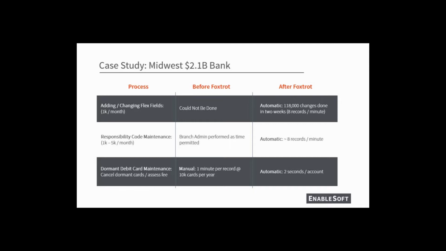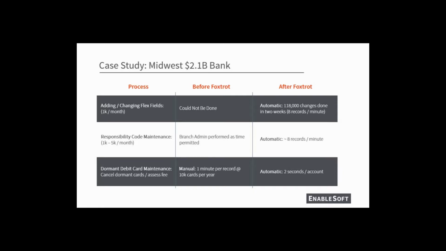Responsibility code maintenance, they do it every month between 1,000 and 5,000 accounts. This is something that a branch admin performed as time permitted, if and when time permitted. Nowadays, they automate all of their responsibility code maintenance, again, as much as 5,000 accounts a month, to the tune of about 8 records a minute. And of course, the person that would ordinarily do this job is off building value elsewhere, not sitting in front of a computer and changing responsibility codes.